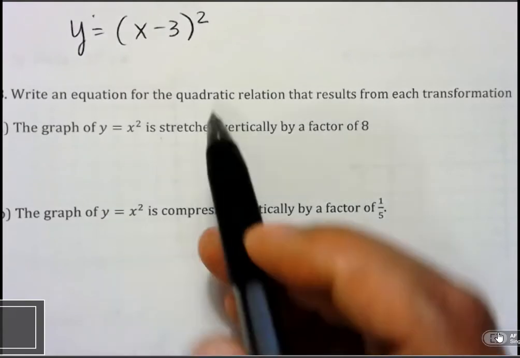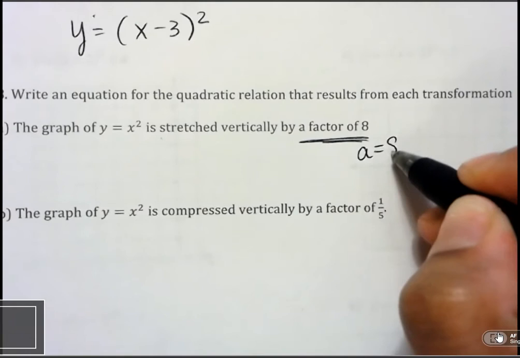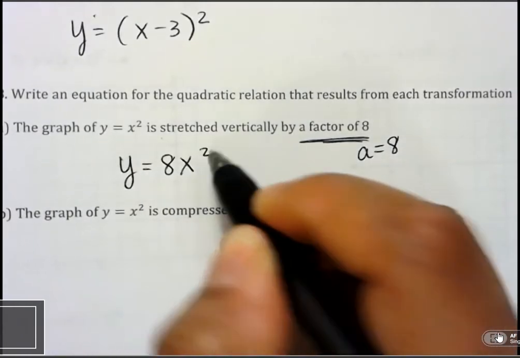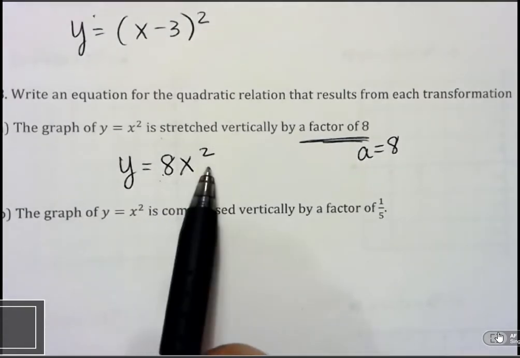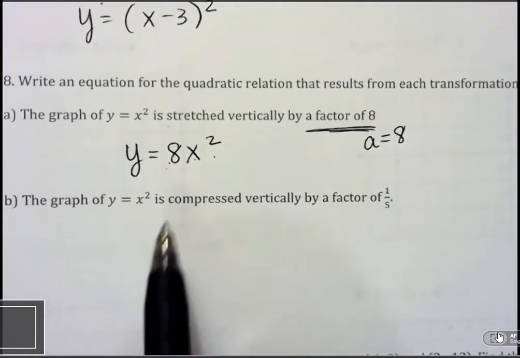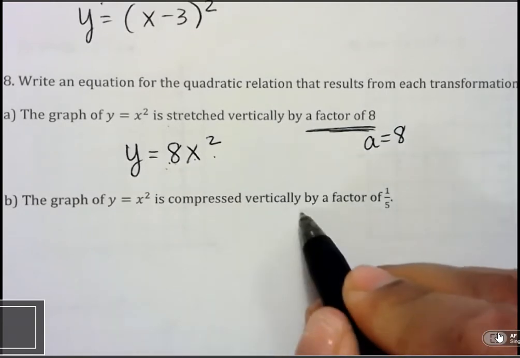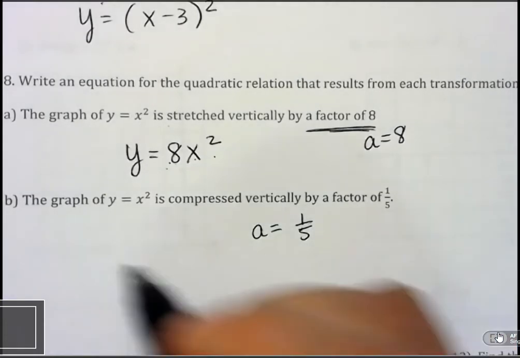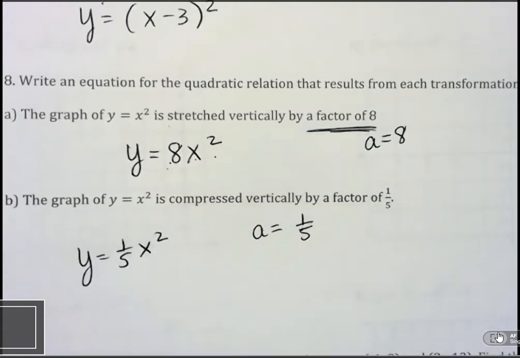We want to stretch something vertically by a factor of 8. That means a equals 8. So then this just becomes y equals 8x squared, because the a goes in front of the quadratic term. We want to compress something vertically by a factor of 1/5. So y equals 1/5 x squared.